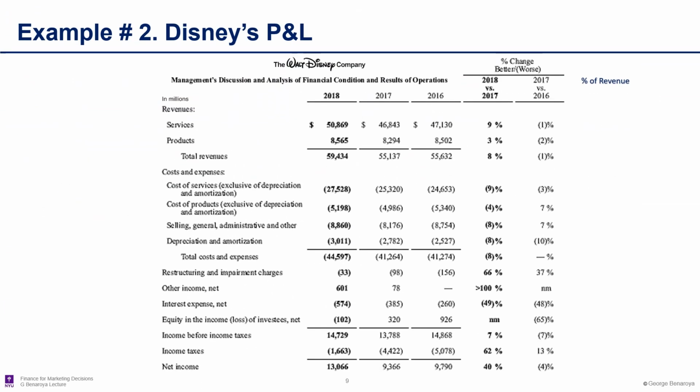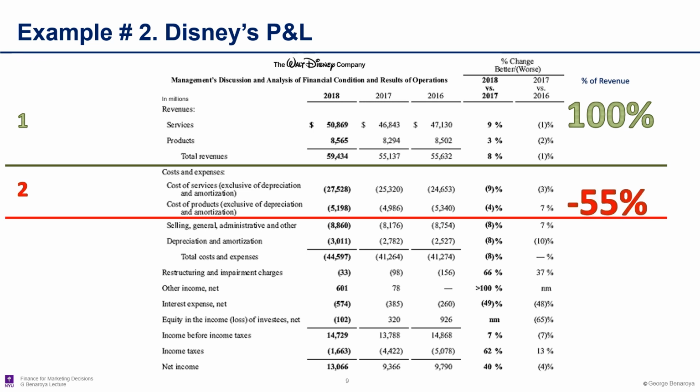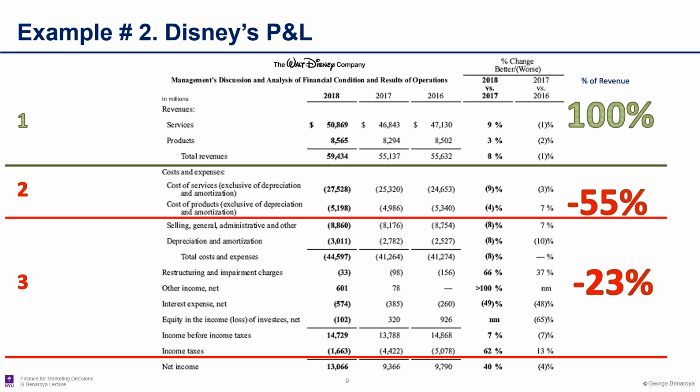Example number 2, this is Disney's P&L. Disney is a service company, so they refer to sales as revenue. Item number 1, revenue. 2, cost. 3, expenses. And the difference, again, is net income.